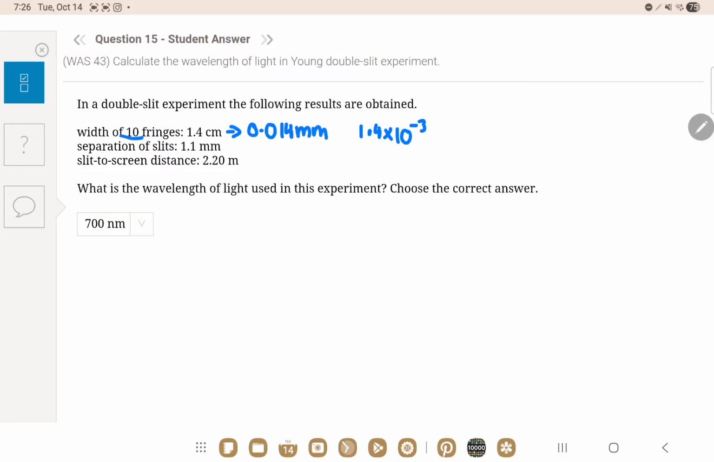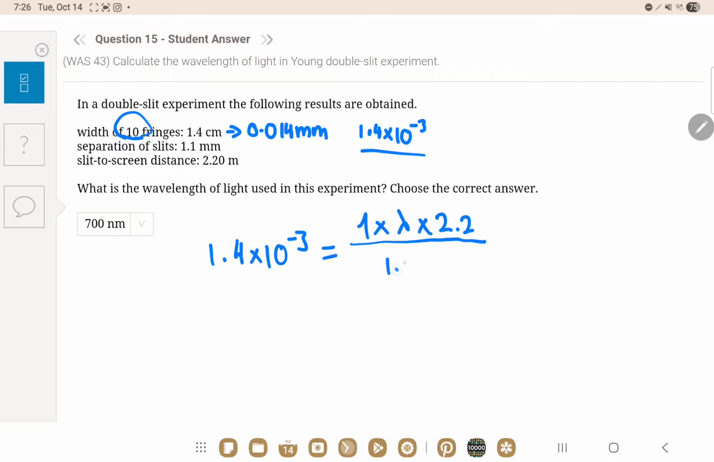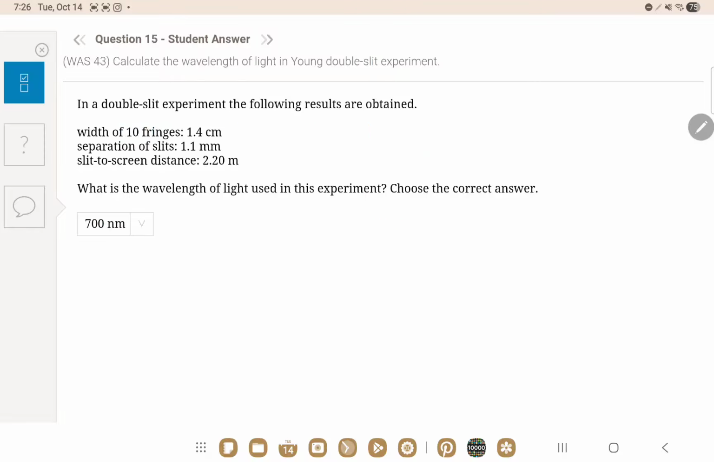The slit separation and the slit screen distance. So it's y, which is given as this, 1.4 times 10 power negative 3 equals 1 times the wavelength. You're going to say, why is it 1? Because if this is for 10 fringes, we made it into 1 fringe. Anyways, times the distance to the screen, which is 2.2, all over 1.1 millimeters, so it's times 10 power negative 3. So our wavelength is equal to 700 nanometers. You're going to get that on your calculator. Moving on.